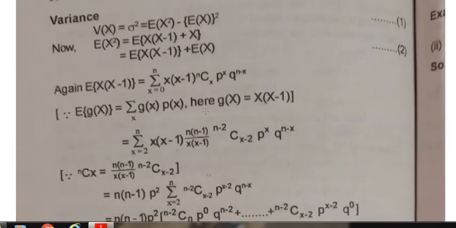And from equation number 2, we get expectation of X square equals expectation of X into X minus 1 plus expectation of X. And therefore, we get the expectation of X into X minus 1 equals n into n minus 1 into p square. And expectation of X, we already know that the expectation of the binomial distribution is np. Therefore, we can write expectation of X equals np. And therefore, we get expectation of X square equals this one.